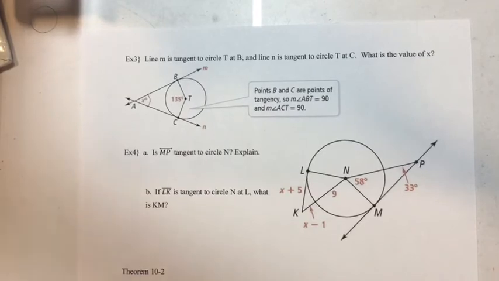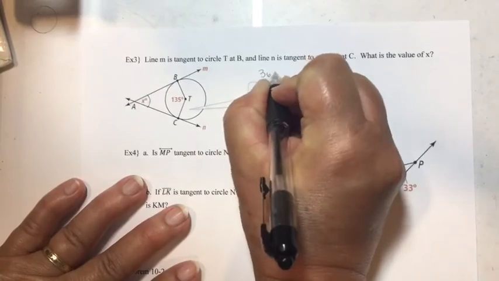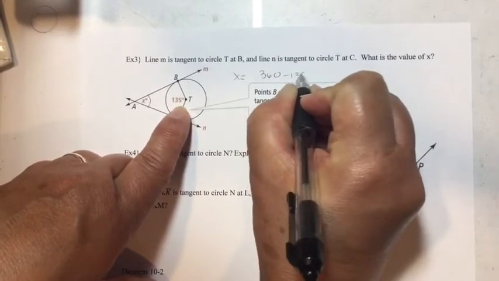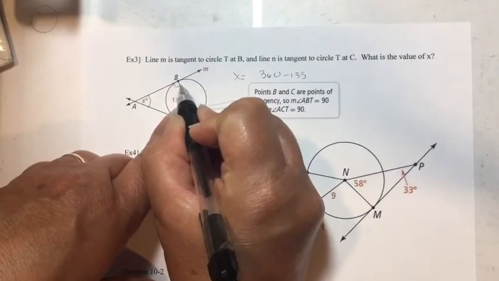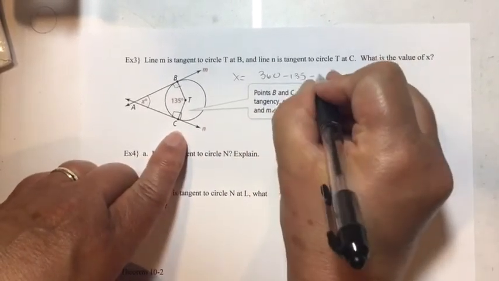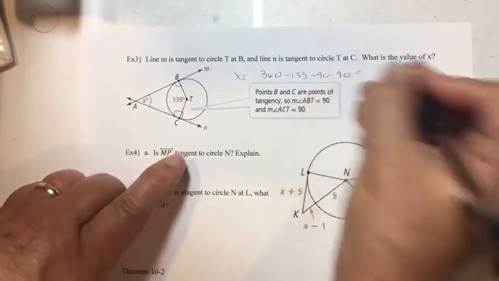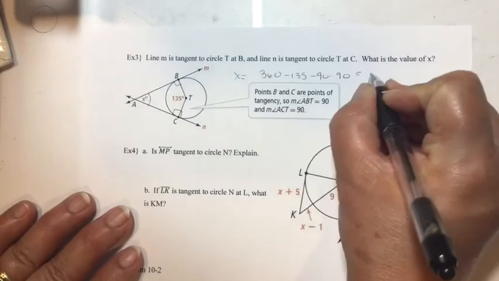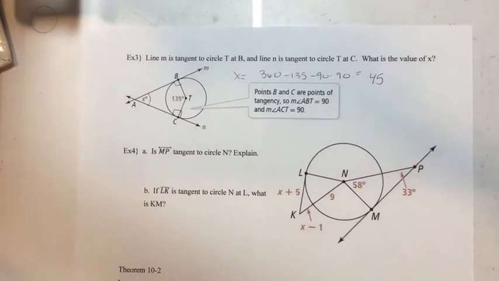How many degrees is a quadrilateral? Hopefully you said 360. I've used up 135, and since these are tangents, these are each 90. Perform the subtraction. Okay, and x should equal 45 degrees.